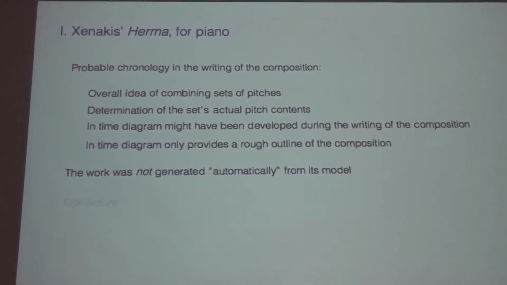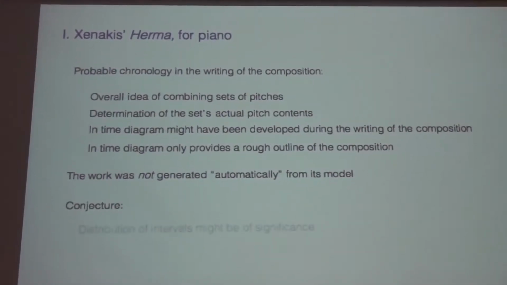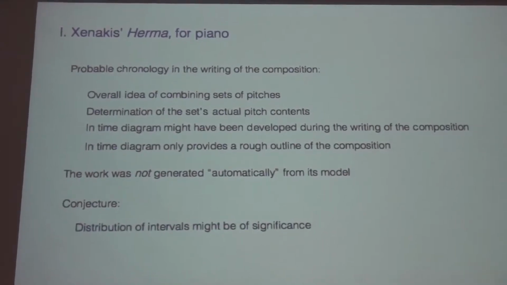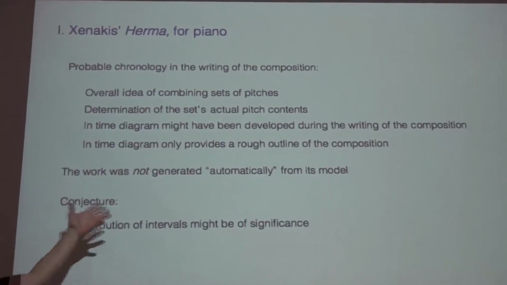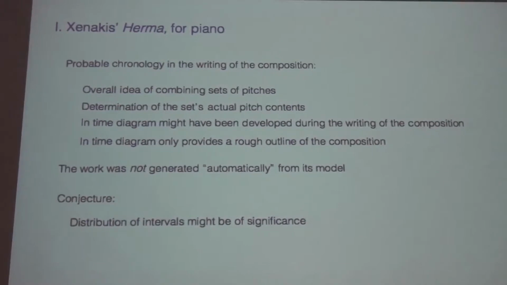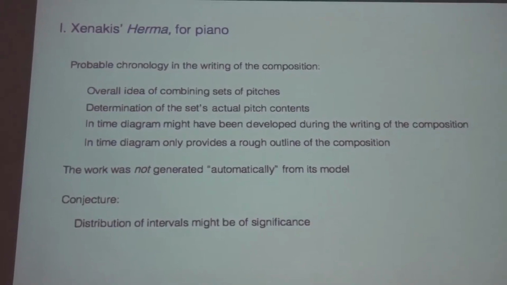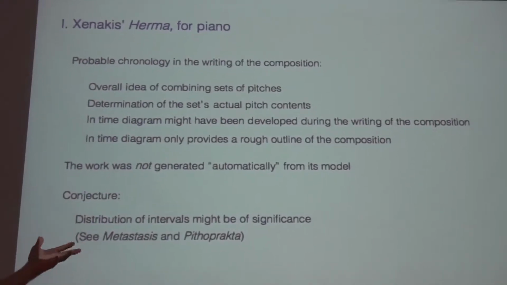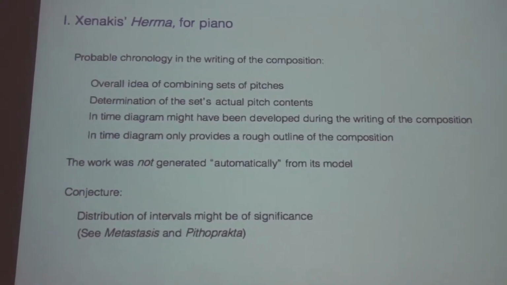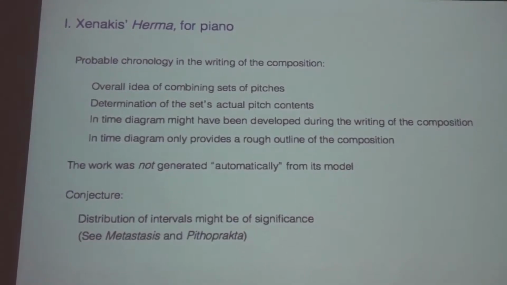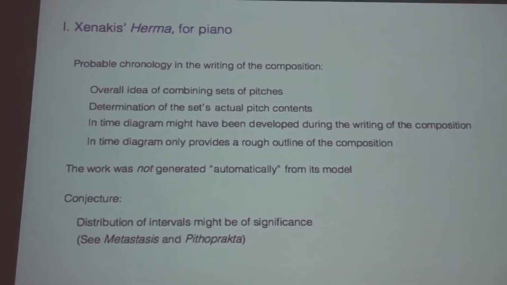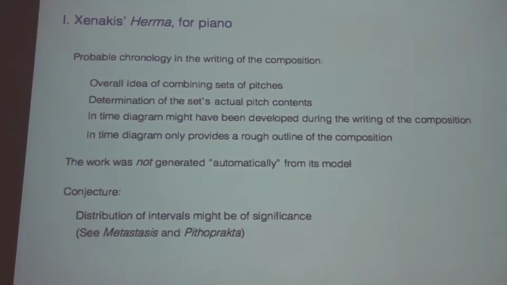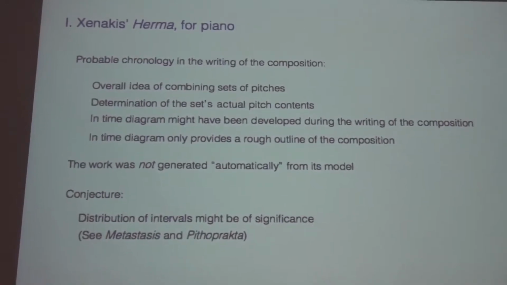One could conclude it's not automatically generated, but the model is very present. And there are some conjectures that I would like to scrutinize further, which is basically the distribution of intervals. I haven't talked a lot about intervals, and it's very difficult, it's a huge amount of information, to see what intervals are present. So why am I curious about this? I will quickly comment on that.